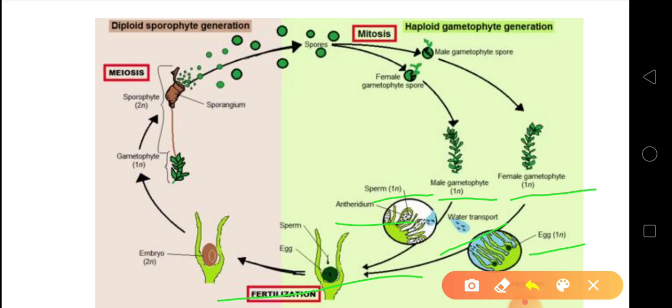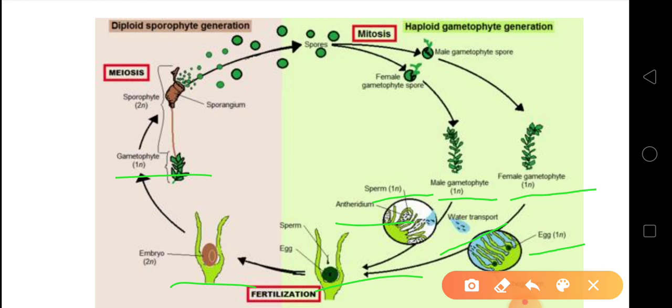When sperms and egg come in contact with each other, this process is called fertilization. In this process, the zygote is formed. The gametophyte is n, so when they fertilize together, they form a zygote, that is 2n. Now the zygote further develops into an embryo. Children, clear? Now this embryo again forms the gametophyte.